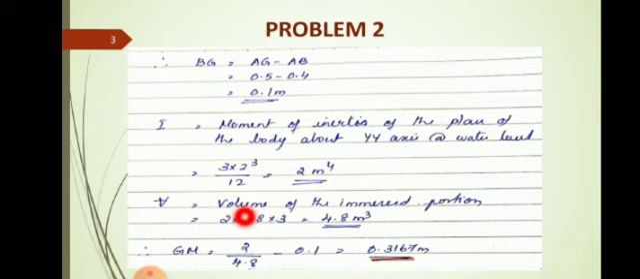Now V bar is the volume of the immersed portion. Easily you can find it out because all the data are given. 2 into 0.8 into 3, 4.8 meter cube. Now the metacentric height, you can substitute the various values. I by V bar minus BG. I is 2 meter raised to 4, by V bar is 4.8 meter cube, minus BG is 0.1 meter. So substituting all these values, you will get GM as 0.3167 meters.